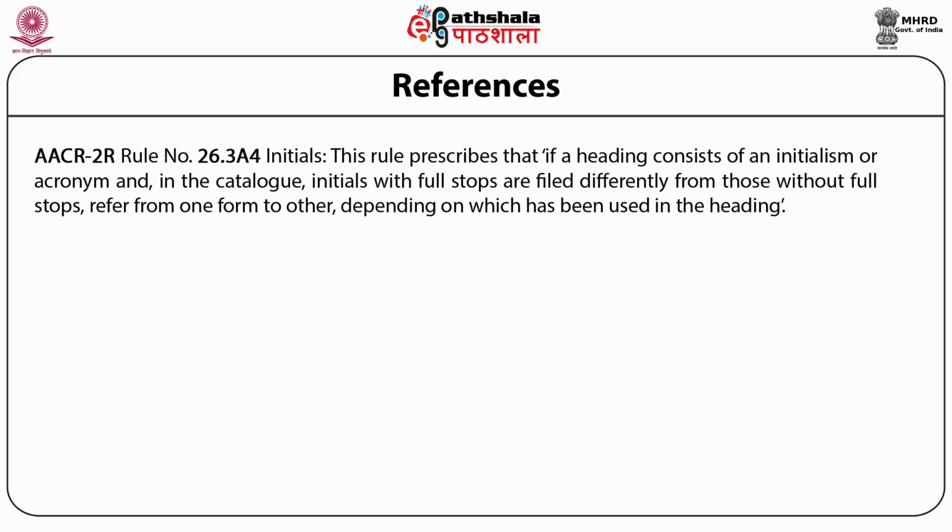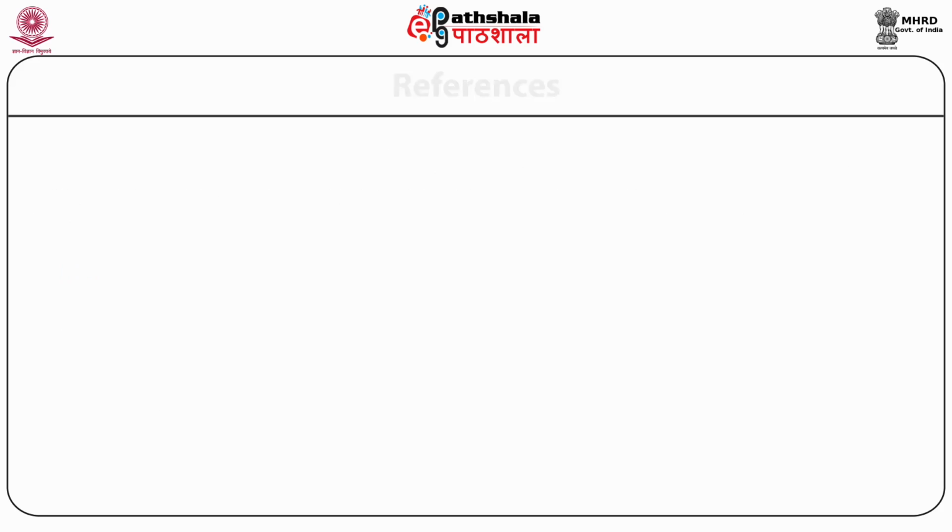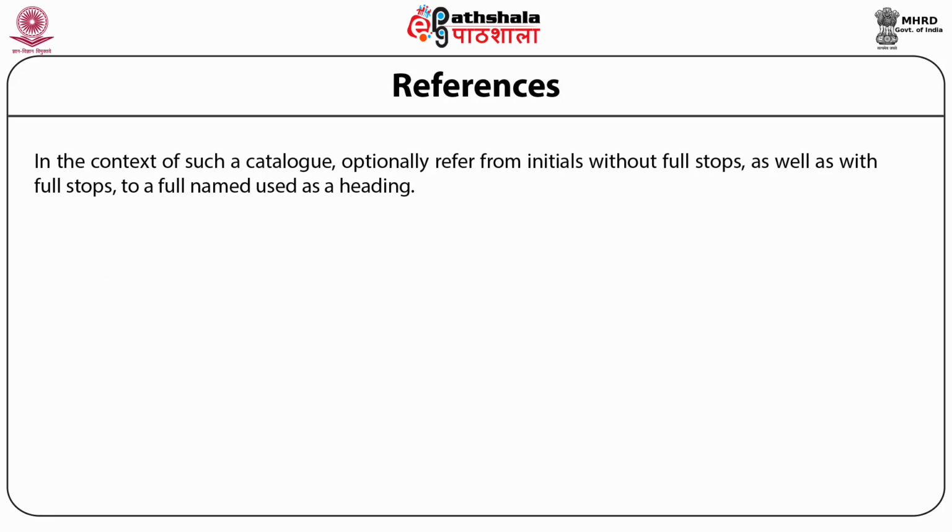AACR-2R Rule number 26.3A4 Initials. This rule prescribes that if a heading consists of an initialism or acronym, and in the catalog initials with full stops are filed differently from those without full stops, refer from one form to the other, depending on which has been used in the heading. Example: UNESCO, given in the form U.N.E.S.C.O. See UNESCO, treated as one word. In the context of such a catalog, optionally refer from initials without full stops as well as with full stops to a full name used as heading.